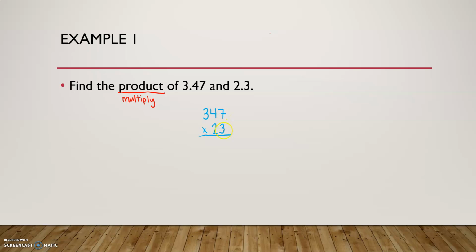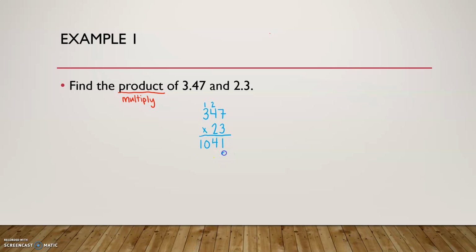So to multiply, I'm going to do 7 times 3 would give me 21. So the 1 goes here and the 2 comes up here. Then I'm going to do 3 times 4 is 12, and then add what I had put up above that. So 12 plus 2 is 14. So I've got 4 and then carry the 1. 3 times 3 is 9, plus 1 is 10.